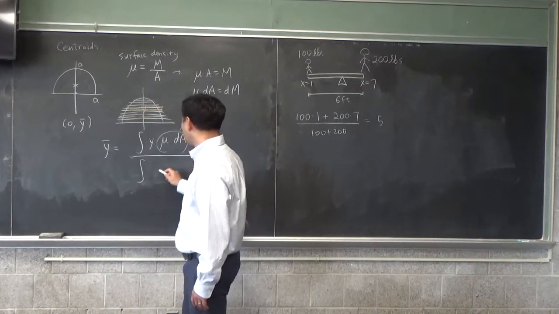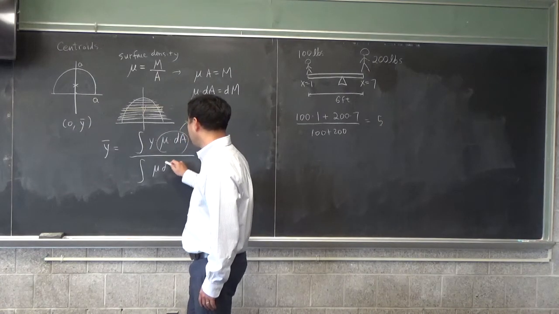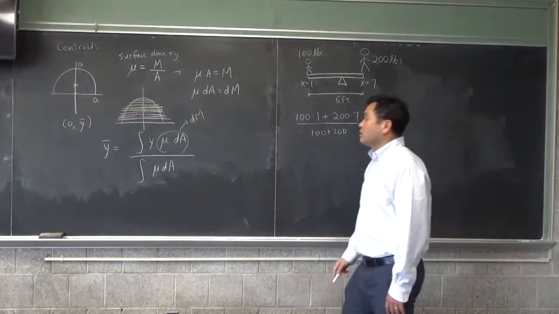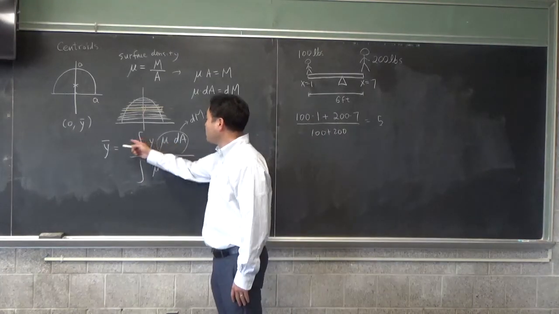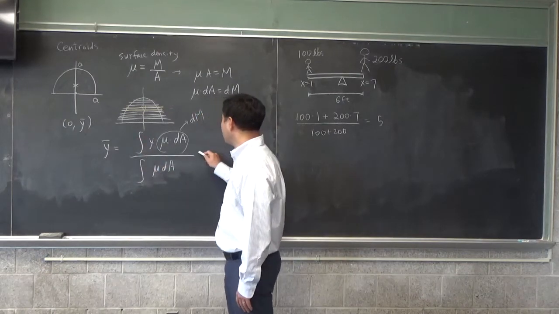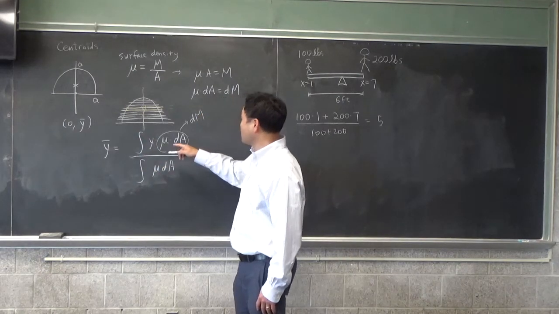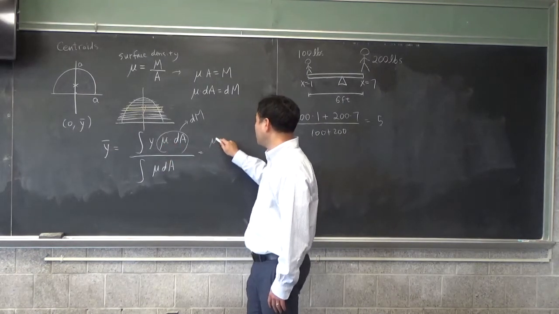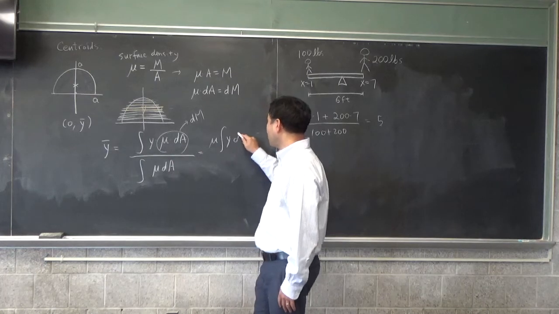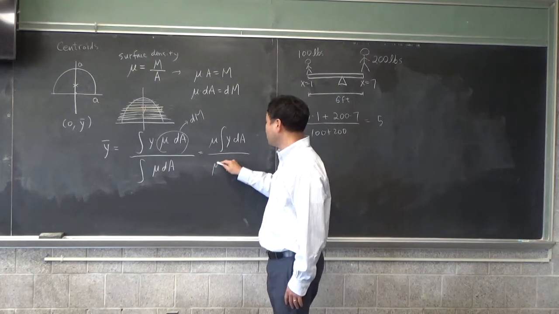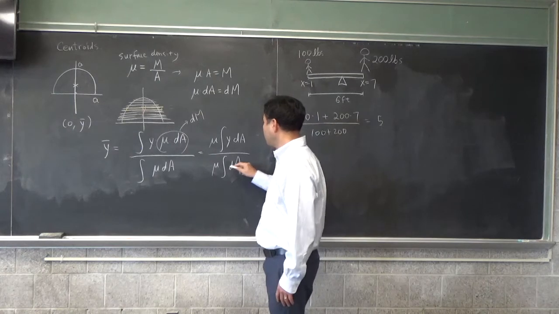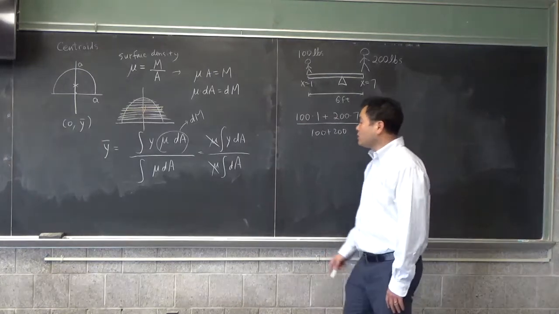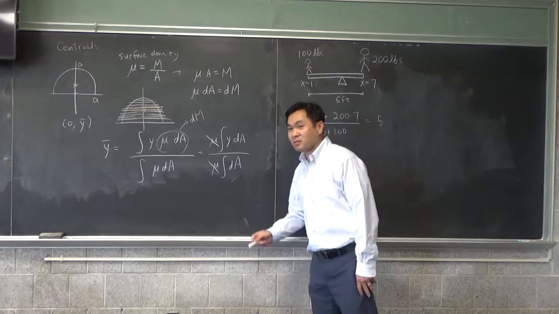So you divide it by the total weight, which is again this. Now we can pull the mu outside because we are assuming uniform density. Uniform density means that mu is constant. Any constant can be brought outside the integral. So these can cancel. And we can even figure out what the integral of dA is.